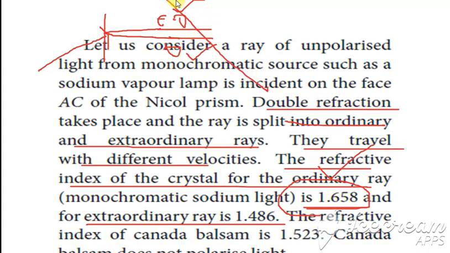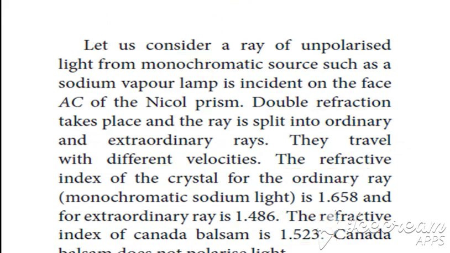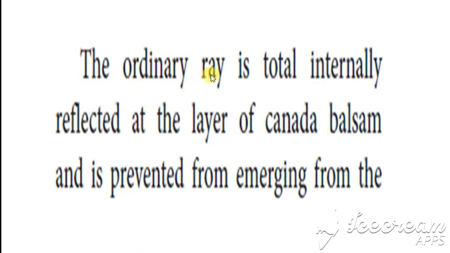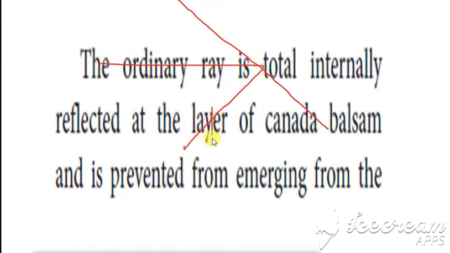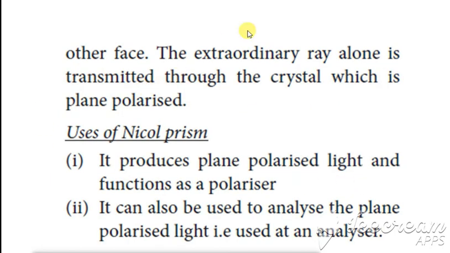But the layer we are considering here is Canada balsam. For Canada balsam the value is 1.523. Canada balsam does not polarize the light, and so the ordinary ray is totally internally reflected. So when you are seeing here, this ordinary ray will be totally internally reflected, so it will not go outside. Only the extraordinary ray comes outside, emerging from the other surface. The extraordinary ray alone is transmitted, and that is plane polarized light.